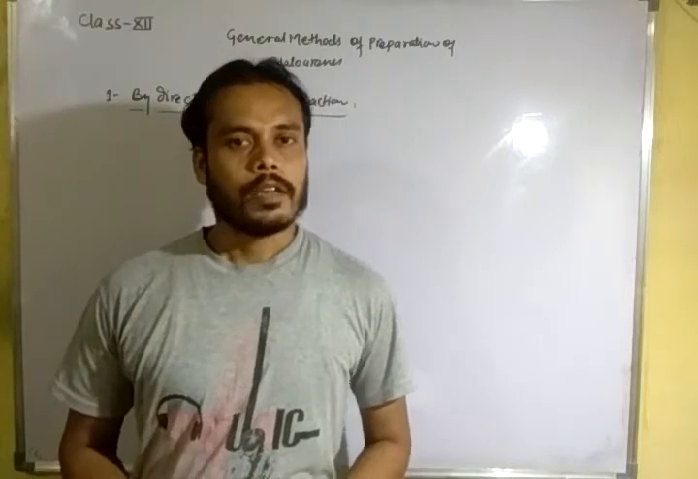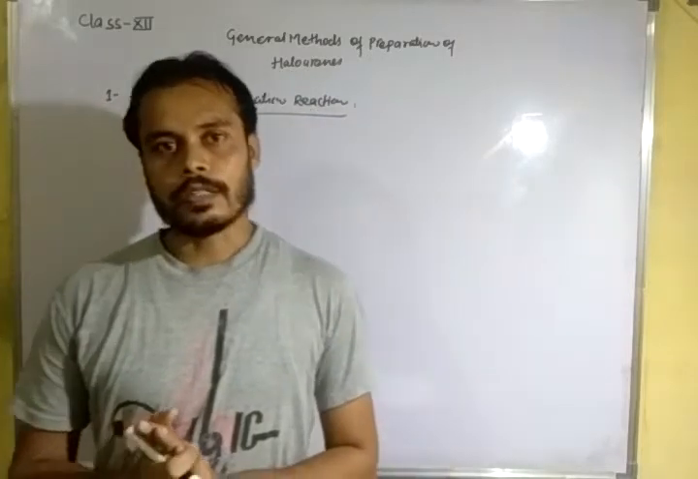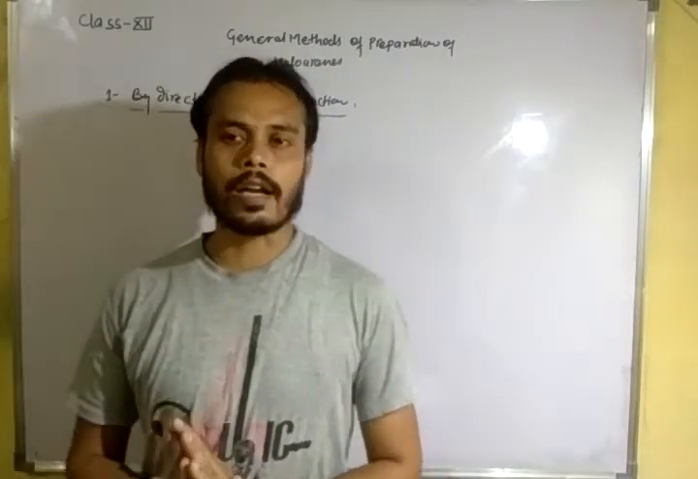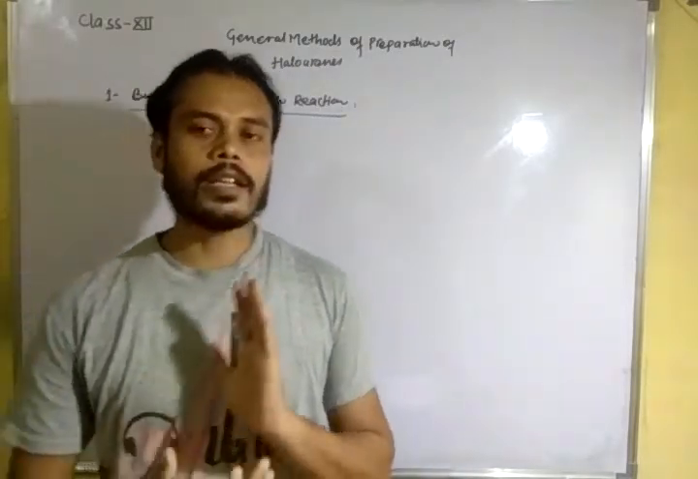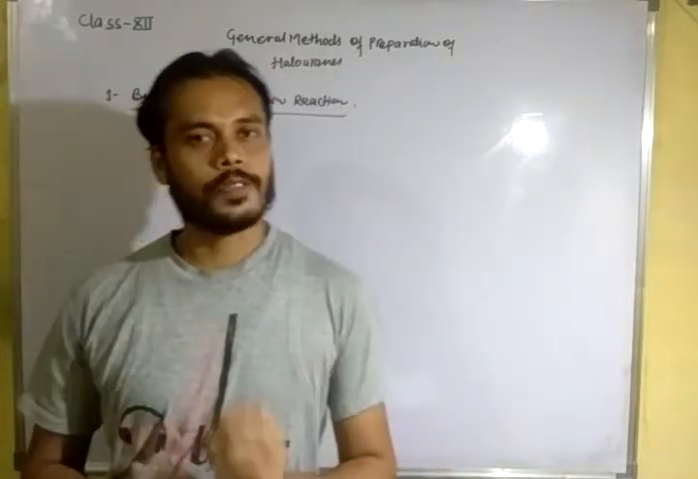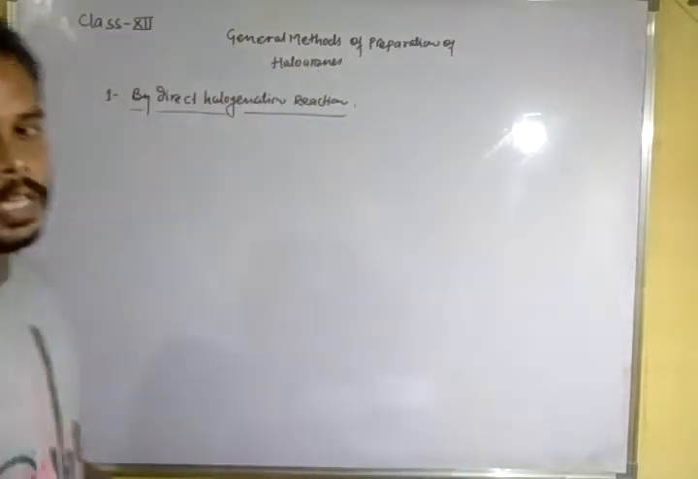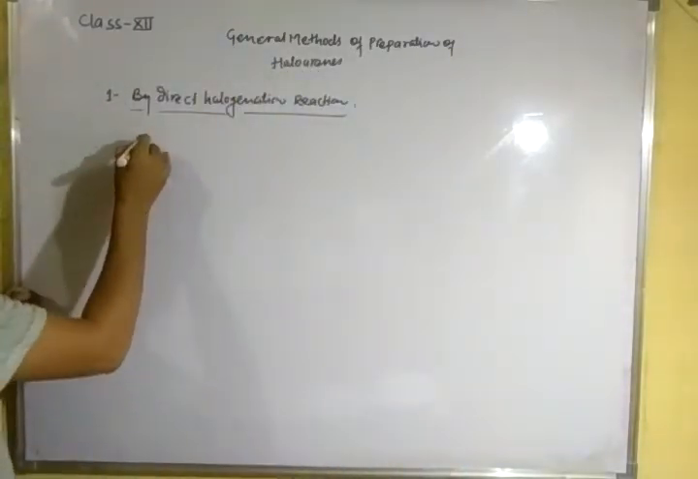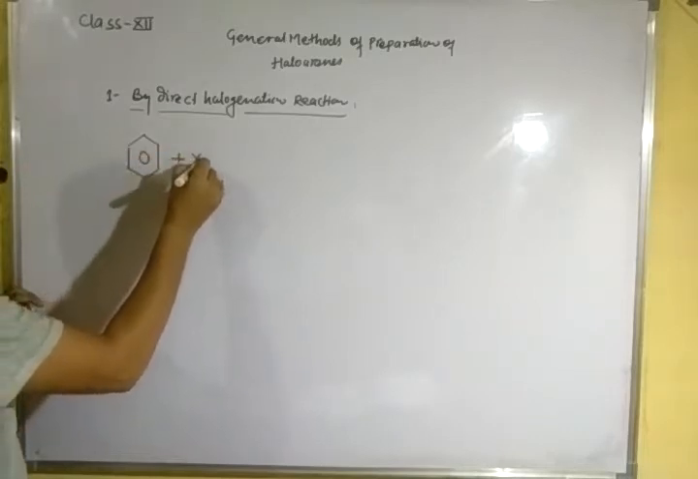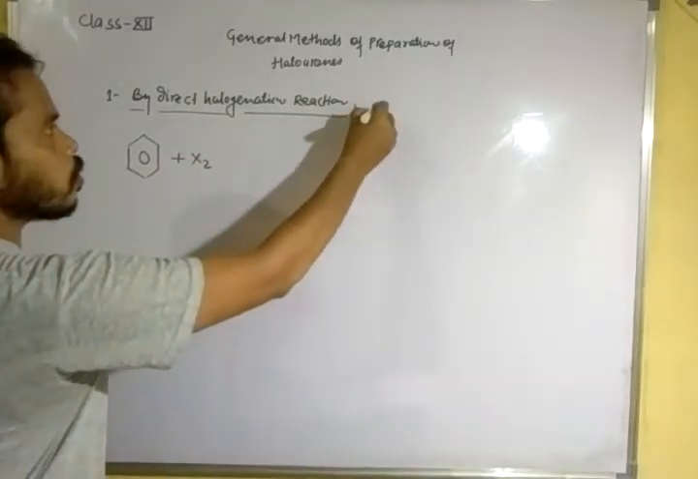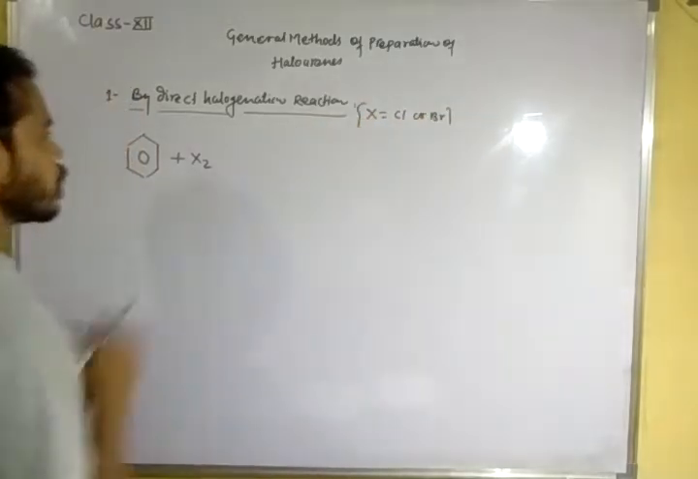In this reaction, when benzene is treated with chlorine or bromine in the presence of a halogen carrier like FeCl3, FeBr3 or anhydrous AlCl3 in dark, it forms chlorobenzene or bromobenzene. Now see the reaction here. If benzene is treated with chlorine or bromine, here I am writing X2, where X is equal to chlorine or bromine.